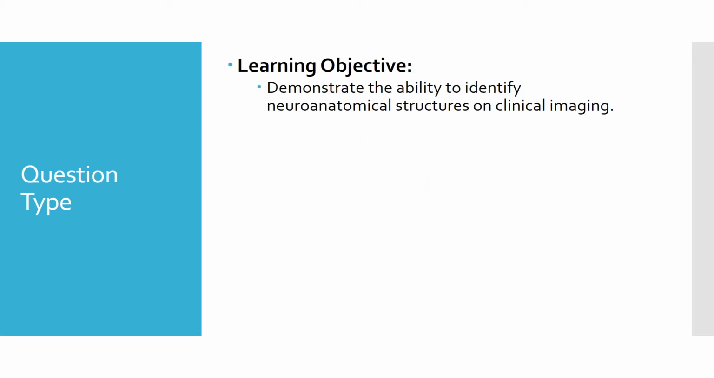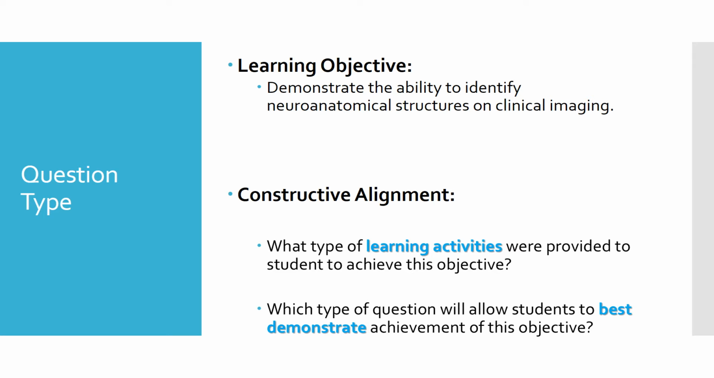When you are deciding what type of question format you're going to use, you really need to look at your learning objective. A learning objective from my course that I've just finished teaching is to demonstrate the ability to identify neuroanatomical structures on clinical imaging. I had to constructively align that when generating the exams, so I had to think about what type of learning activities I had given to the students to achieve this objective. I knew that we had MRIs up in the lab, on the light boxes, and that we'd spent quite an amount of time looking at clinical images and pointing out various structures.